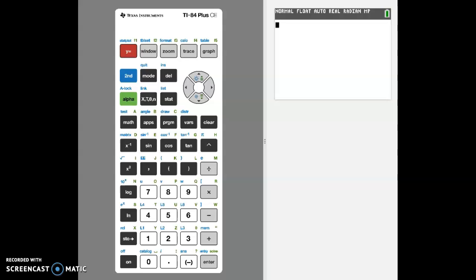All right, I had a few requests to post the video of finding the zeros on your calculator. So here's a short little tutorial.